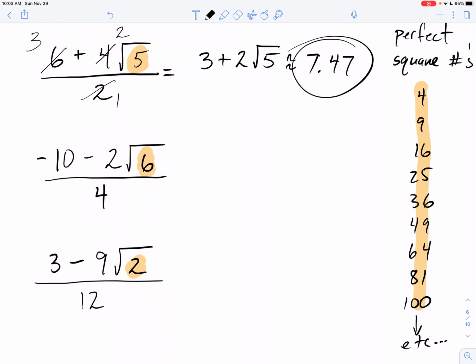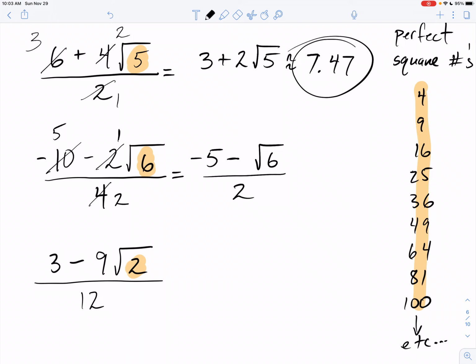Next one. What do they all have in common? 2. 2 goes into this 5 times, 2 goes into this once, 2 goes into this twice. Let's regroup. I get negative 5 minus, now if it makes you happy and you want to write a 1 there, you can, but you don't need to. If all you see is one of them, then it means you only have one of them. So I personally do not write the 1 in.